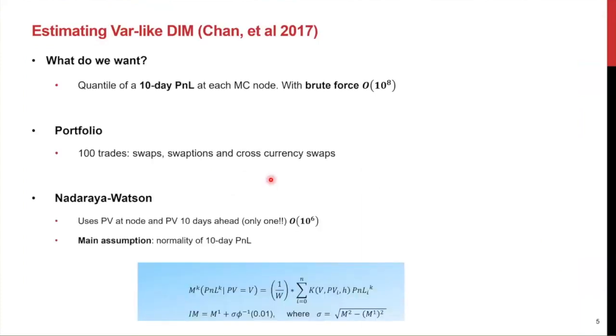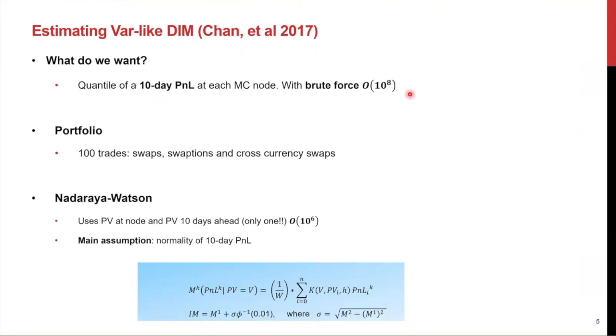Let's start with regressions. First of all, the comments on results that we show in these slides come from this paper by Chan and his collaborators from 2017. Of course, there's many other papers that have also tried to use regressions of all sorts in order to compute dynamic initial margin. But in this particular case, they're approximating a VaR-like type of initial margin. And what is it that we want if we were to compute it brute force? Well, we need to compute a quantile on a P&L distribution at every node of the Monte Carlo simulation. That has a cost of 10 to the 8, which is humongous.